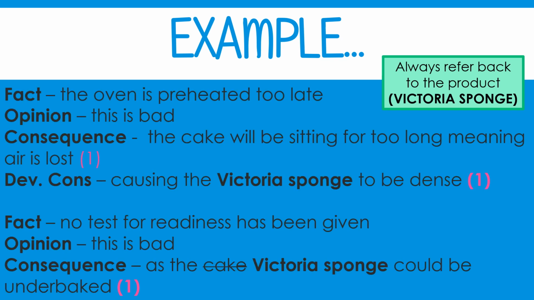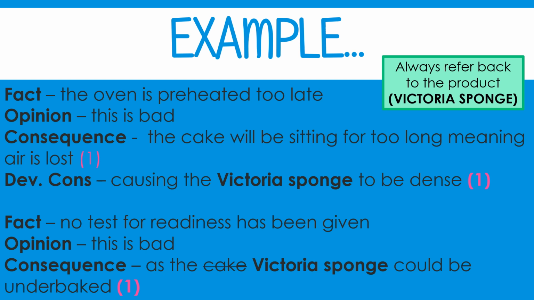So for example, we could say that the oven is preheated too late, which is our fact. Remember, the fact is just your short, snappy description. You are just taking that information straight from the plan of work or recipe that you're given. Our opinion is that it's a bad thing, and remember our consequence is you explaining why that would be a bad thing. So we could be saying something along the lines of the cake will be sitting for too long, meaning the air is lost.